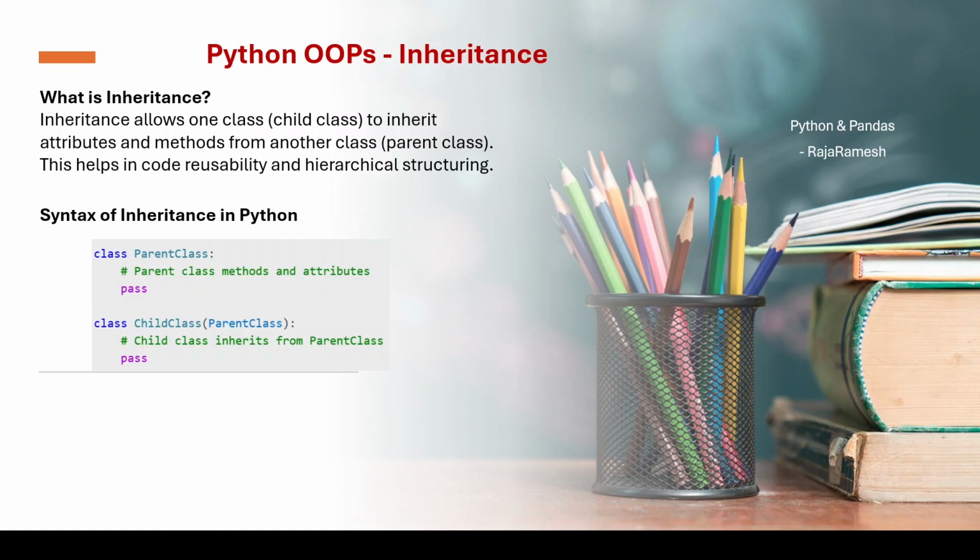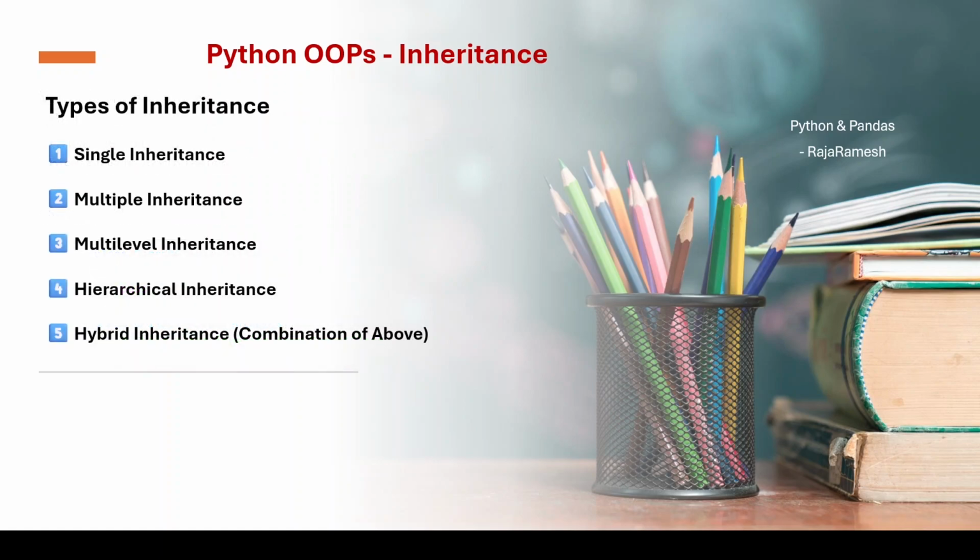Before going into some examples of inheritance, let us see how many types of inheritance Python supports. So we have 5 types of inheritance in Python. Single inheritance, where one class is inherited from another class. Second is multiple inheritance, where a single child has multiple parents. And multi-level inheritance is inheritance in multiple levels. Means B will be inherited from A and C will be inherited from B, like that.